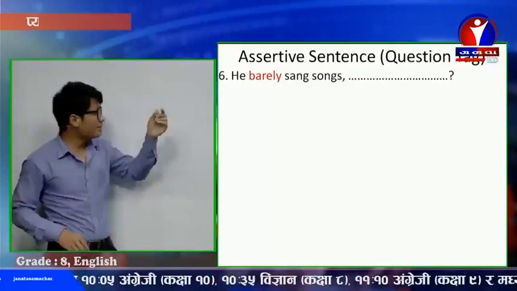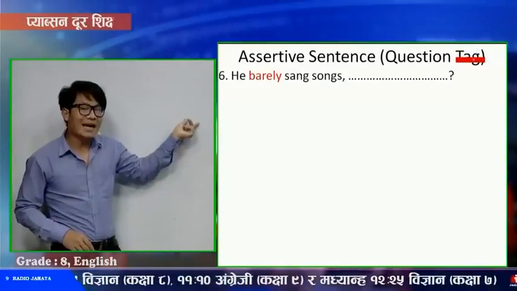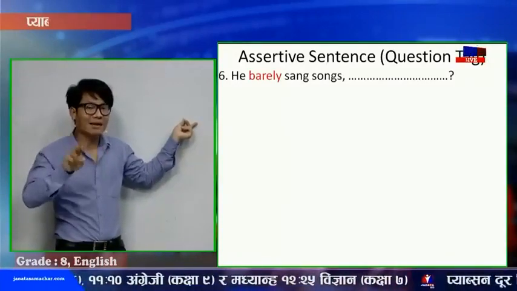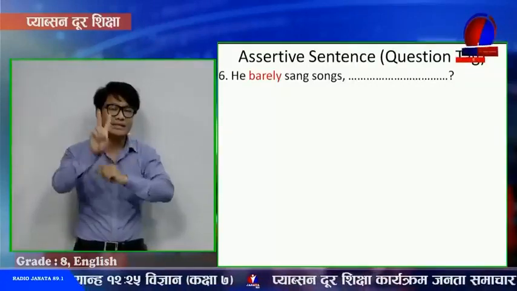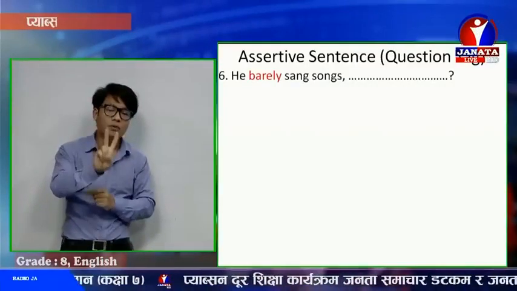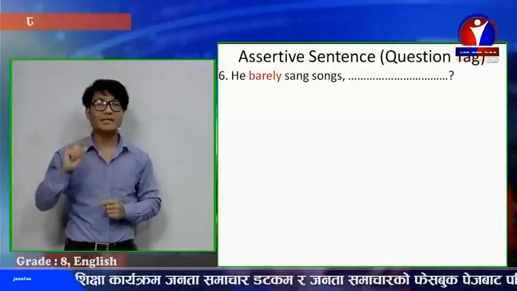So you can see the subject is he, and what is the main verb? The main verb is sang. Sang is verb 2: sing, sang. I have shown you and told you that sang is verb 2, and the auxiliary verb for verb 2 is did.